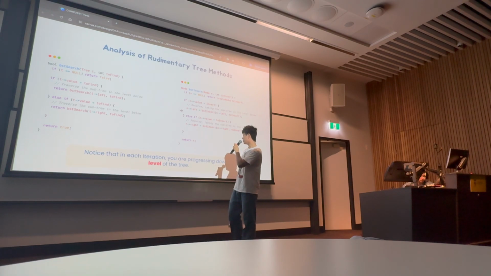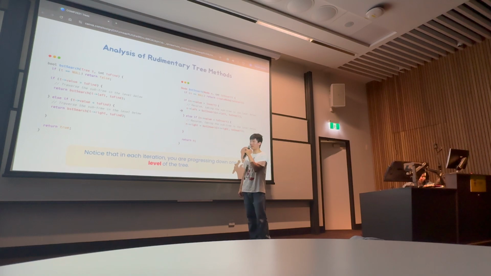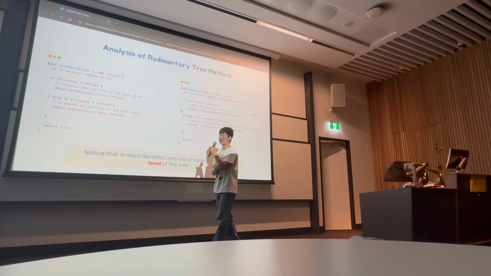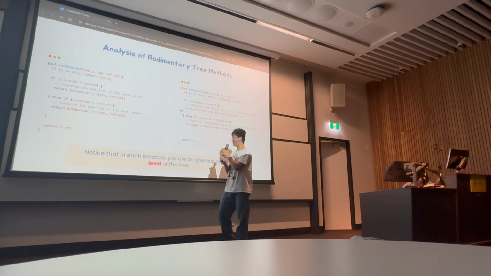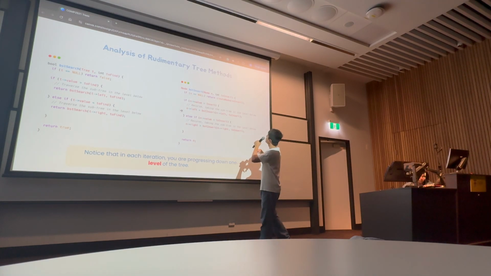All right, yeah. So in each iteration we are progressing down one level of the tree. And if you think about a binary search tree, the number of levels in the tree is approximately log n, where n is the number of nodes in the tree. And you can also calculate this mathematically. It's like log base 2 of n, because it's binary, so there are two subnodes for each node. Next one.